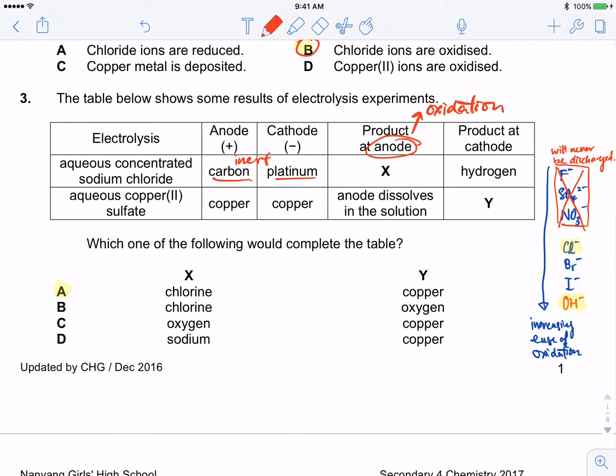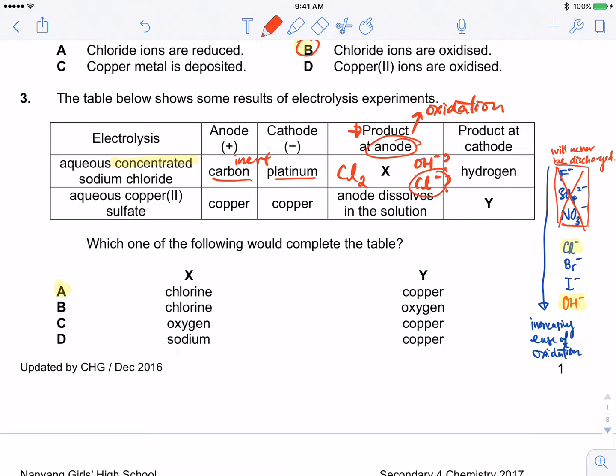So, what is the substance that can be oxidized? It will be your anions. So, we need to think, is it hydroxide or is it chloride that is oxidized at the anode? Again, note that the term is concentrated. So, once again, chloride is the one that is oxidized. But they ask you for the product, and the product is not Cl-. The product will be chlorine gas.